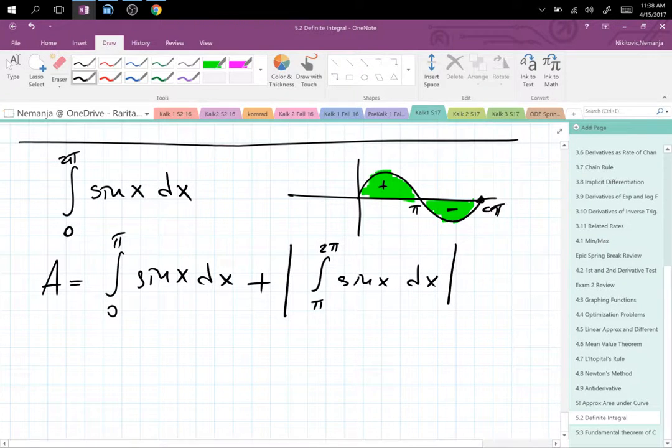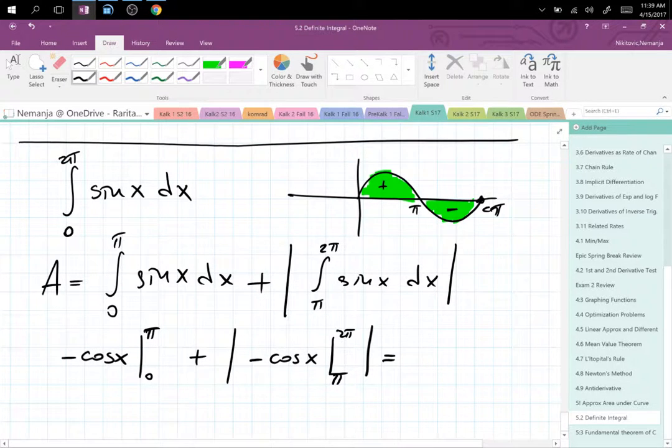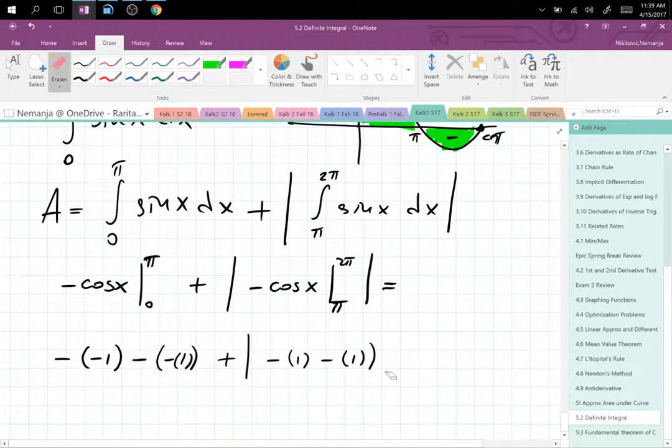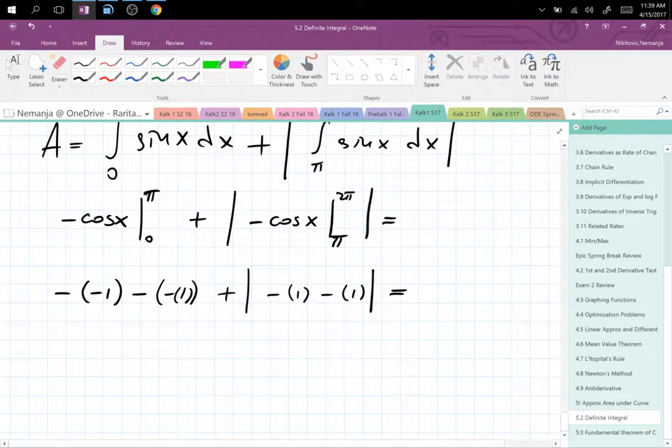Now we all know that the integral of sine x is negative cosine x from 0 to pi, plus the absolute value of negative cosine x from pi to 2 pi. So now when you plug in pi, negative cosine, you get negative of negative 1, minus, and then you have negative 1. I'm going to put another set of parentheses there. There we go. I'll explain all of these. Plus the absolute value of negative cosine of 2 pi is... minus another one. Now I have these weird looking parentheses, but let's take a look at why I have them.